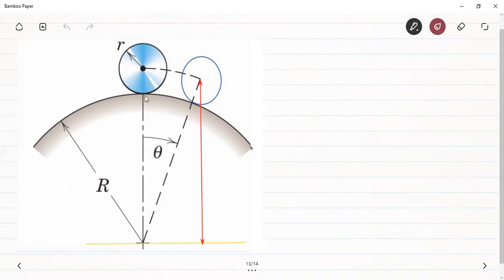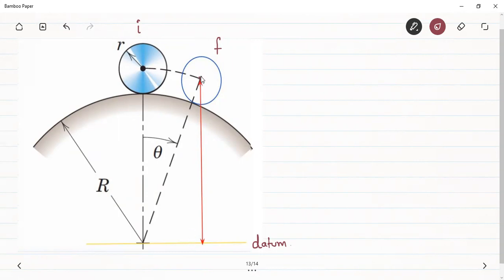And let us say that if this is the initial position, therefore it has undergone an angular displacement of theta. So this is the initial position and this is the final position after some displacement, and the angular displacement during this is equal to theta. Now, to calculate the gravitational potential energy, first of all we have to select a datum. Now this line or plane which is passing through the center of this curved surface of radius R can be treated as datum.